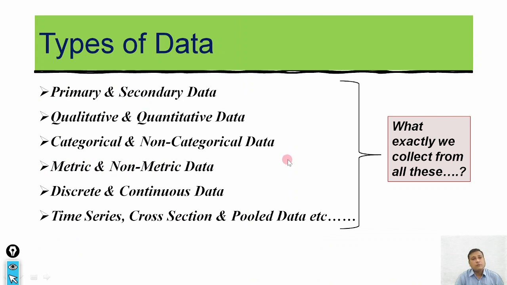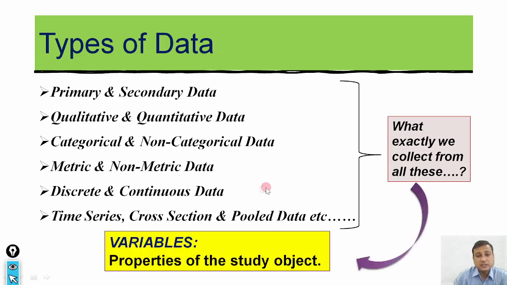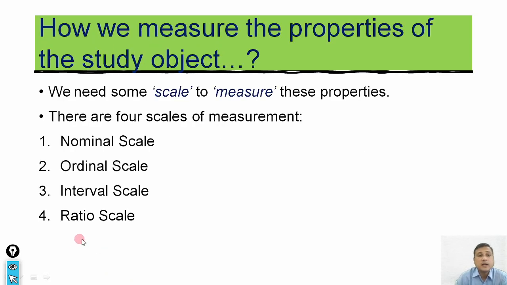Now, we have seen there are different types of data, but all this data, it leads to what? What exactly do we collect from all these different types of data? And the answer is we collect the variables. And what is a variable? A variable actually shows the properties of the study object. And the next question is very important: how do we measure the properties?